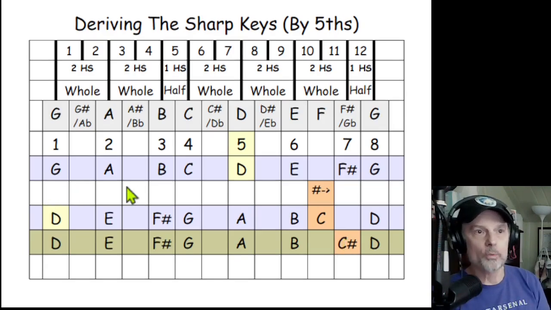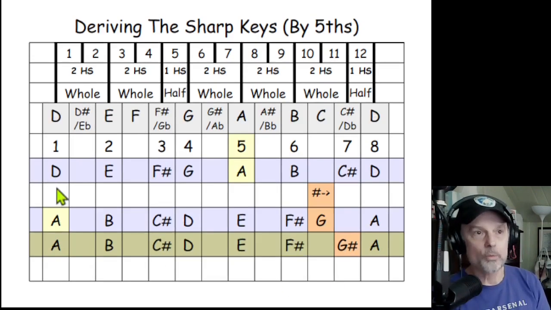Now we start with the key of G, and D is our fifth. Copying those notes starting with D, it's the same thing. The 7th needs to be sharped, giving us our leading tone. The key of D has two sharps, F sharp and C sharp.